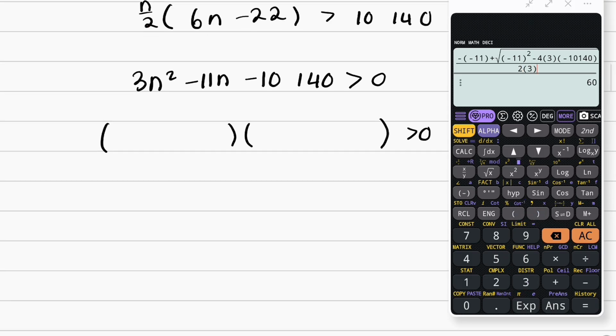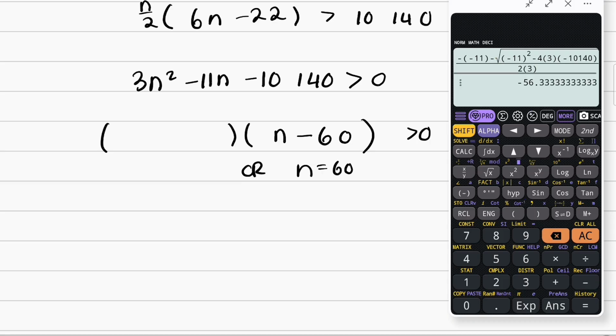And this goes all over 2a, which is 3. Okay, so do you see that one of the factors, one of the solutions is 60? So n is equal to 60. And so what it means about the factor, let's just put that one here. What it means about the factor is that the factor was n minus 60 if you transpose the 60. Okay, so that's how we got n is equal to 60. And then let's find the other factor.